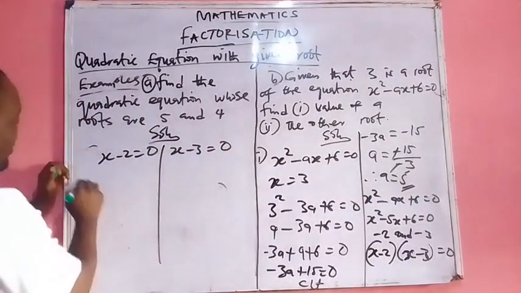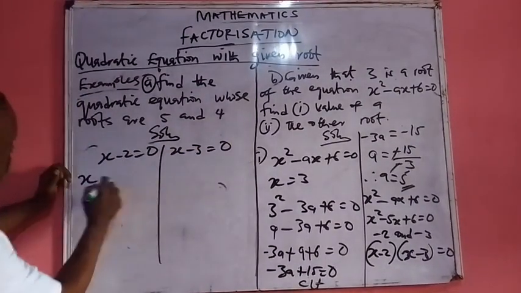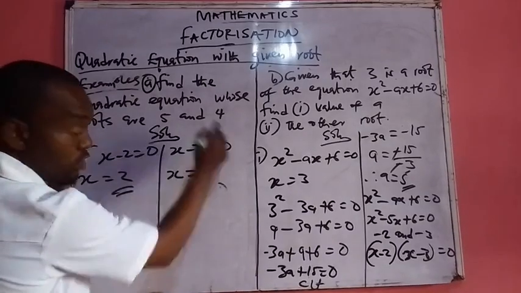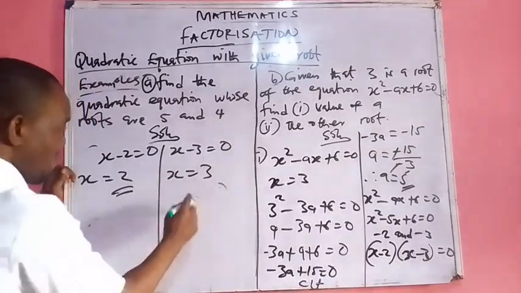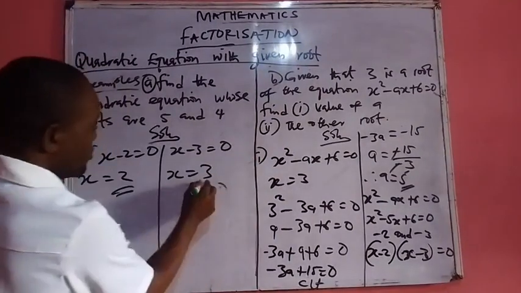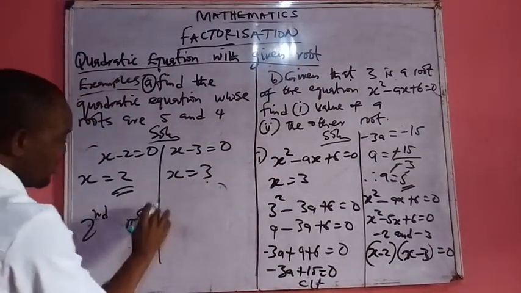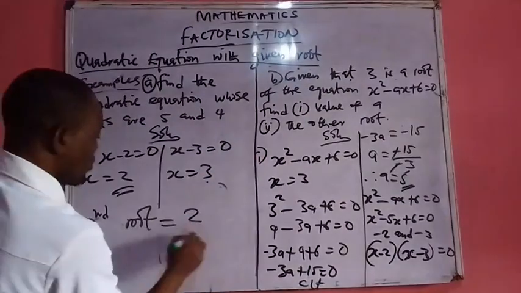If I collect like terms, then the minus crosses and becomes plus, so x is 2, then x is 3. So the two roots now, you remember they gave us the first one to be 3. The second root now is equal to 2.